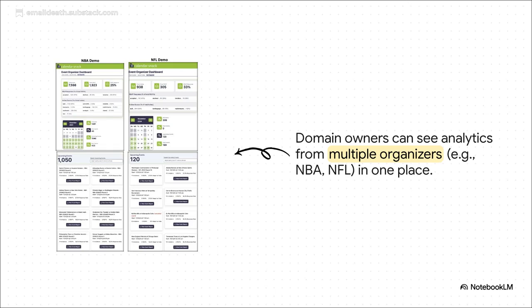And this isn't just for a single person organizing events. Large organizations can use what's called a domain owner view. Think of it like a master control panel. If you're managing events for multiple different teams, or even entire leagues like the NBA and the NFL, you can see all the data from everyone in one place. It gives you that complete top-down view of your entire event ecosystem.